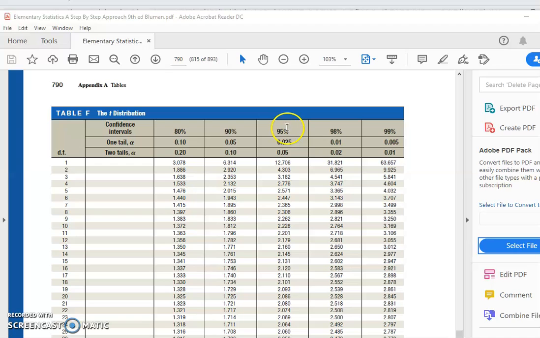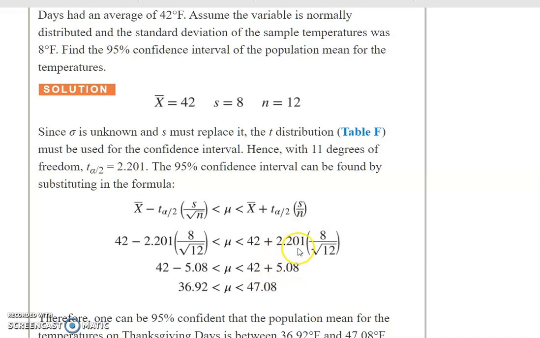So you go here to 95%, that's the column you want. You come down and go to the row that you want, which is row 11, because n is 12, therefore the degrees of freedom is 11. Can you see that right here? You can see it in your book probably a lot easier. So it's 2.201. I claim that is the appropriate choice for t. 2.201. Boom, there it is. Okay?